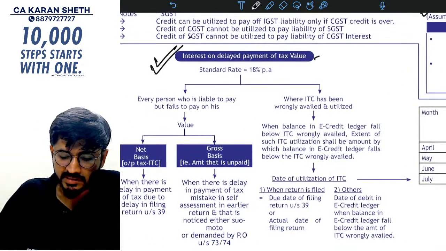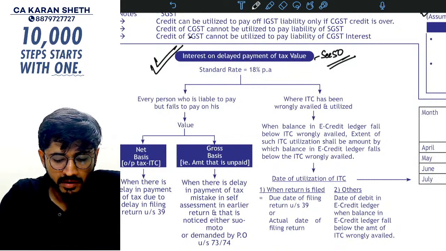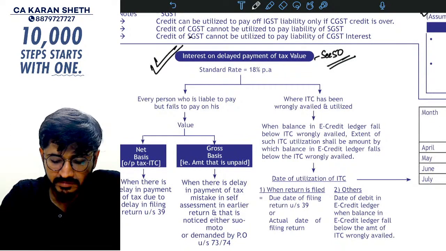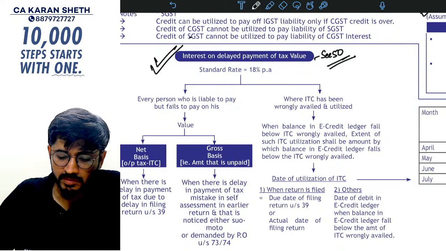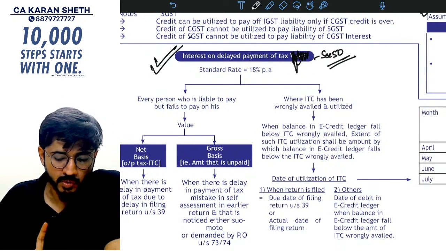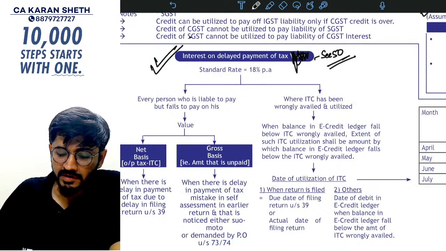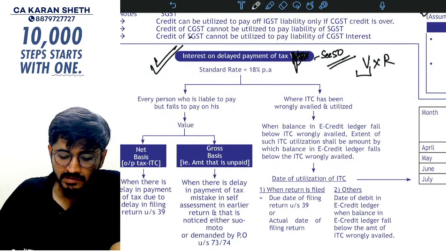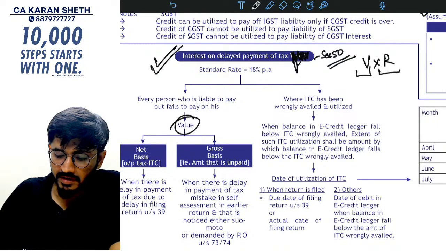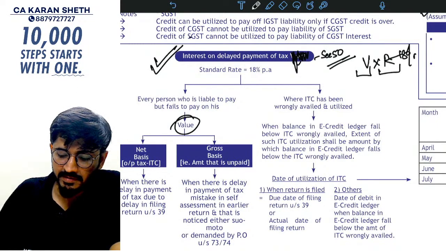Now the last part, section 50, interest on delayed payment of tax. Now understand one thing, that there are 2 things to understand. For interest you need both value and rate. Value we'll figure out. Rate always 18%.